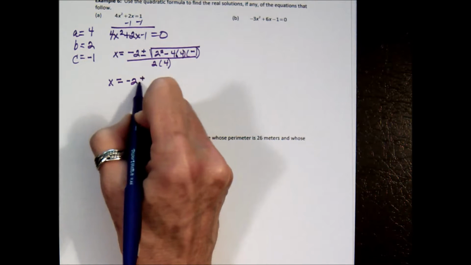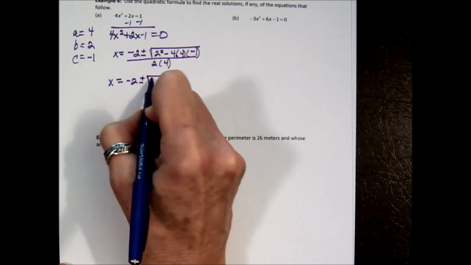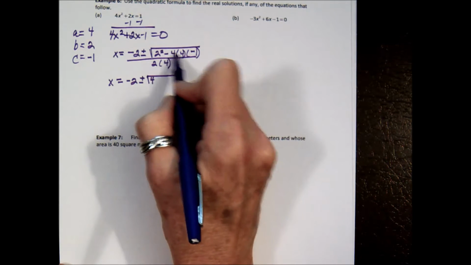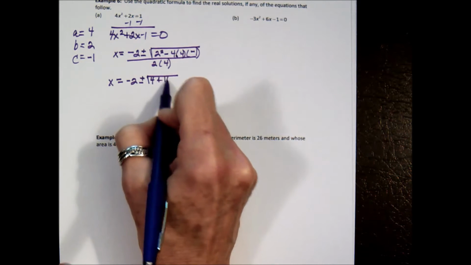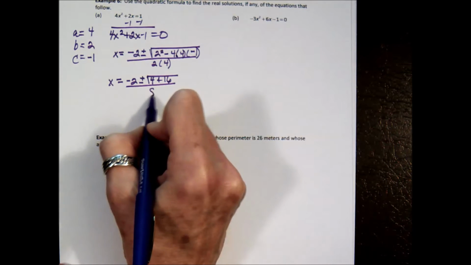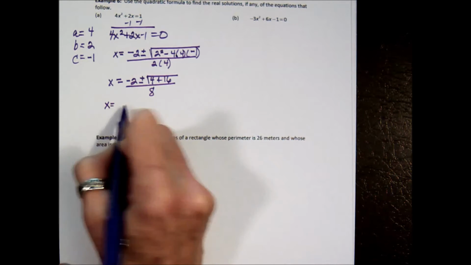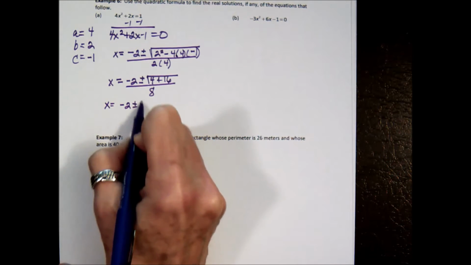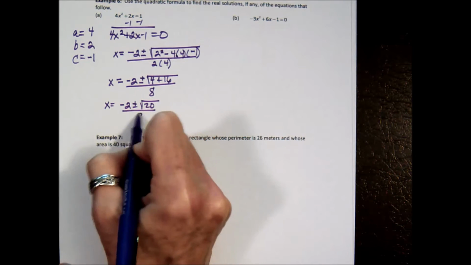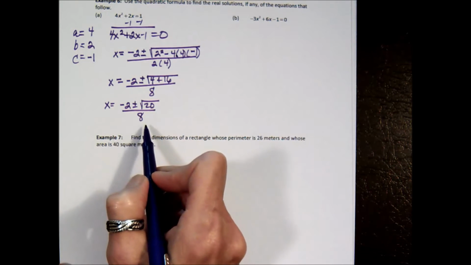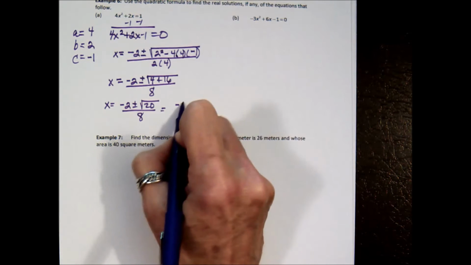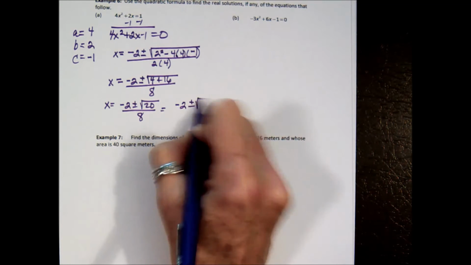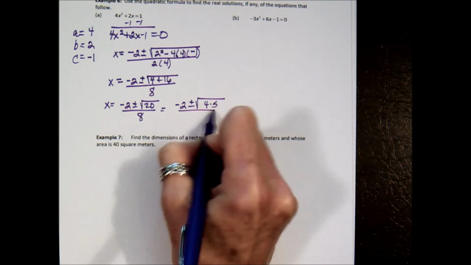Or x equals negative 2 plus or minus 2 squared is 4, and negative 4 times a negative 1 is a positive 4 times 4 is 16 all over 8. X equals negative 2 plus or minus square root of 20 over 8. You cannot simplify at this point because of this 20. So I'm going to break that 20 down. So negative 2 plus or minus 4 times 5 all over 8.